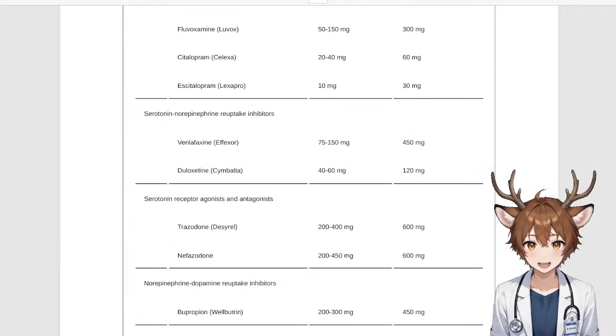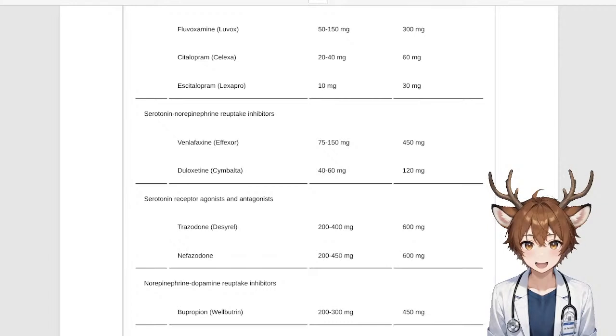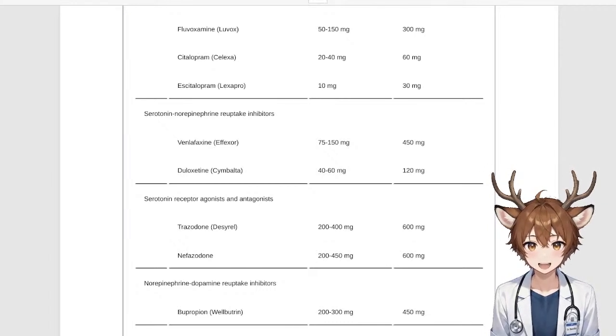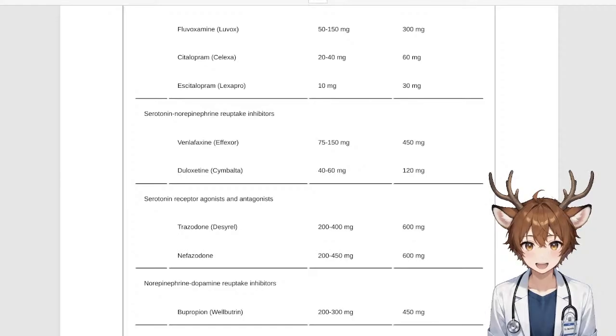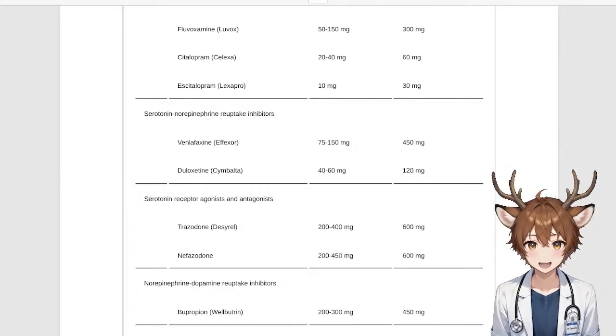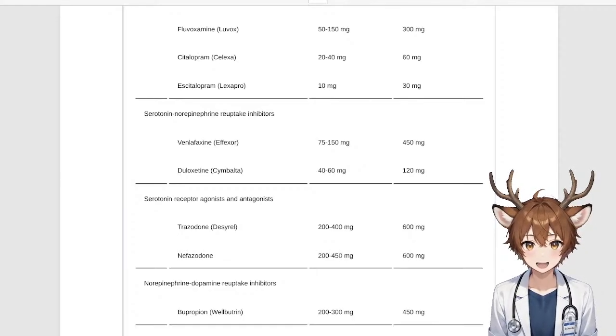Next, the serotonin norepinephrine reuptake inhibitors, or the SNRIs. We have venlafaxine, which is also called Effexor. The normal daily dosage is 75 to 150. The extreme is 450. Duloxetine, or Cymbalta, the normal is 40 to 60. The extreme is 120.